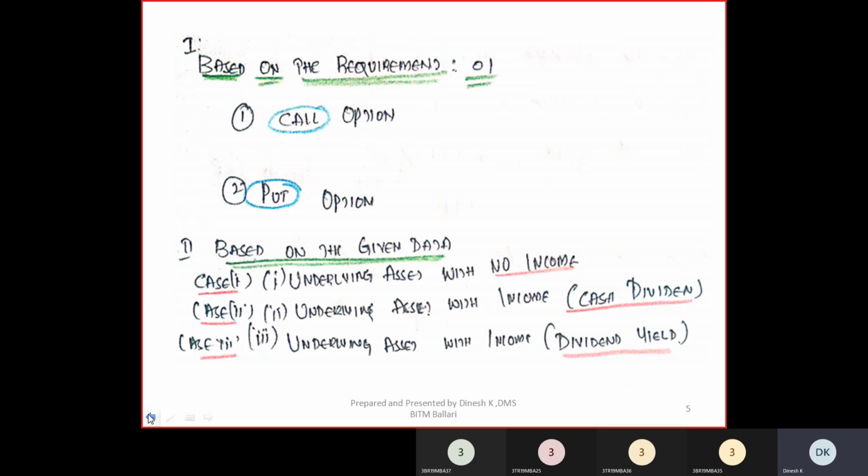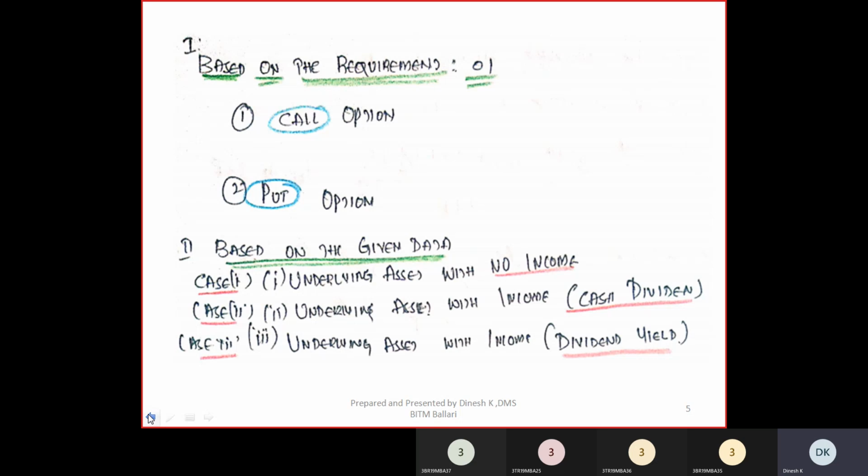Once this is clear, next you need to thoroughly read the given data, the given question, and try to understand what kind of data it has: whether the underlying asset has no income, income in the form of cash, or income in the form of dividend yield. You need to make it clear whether any dividend component has been given in the question, along with all the other 5 variables. When there is no dividend component, you will use the standard formula of the Black-Scholes model. If there is a dividend, then you need to identify whether the dividend is in the form of cash or the dividend is in the form of yield.